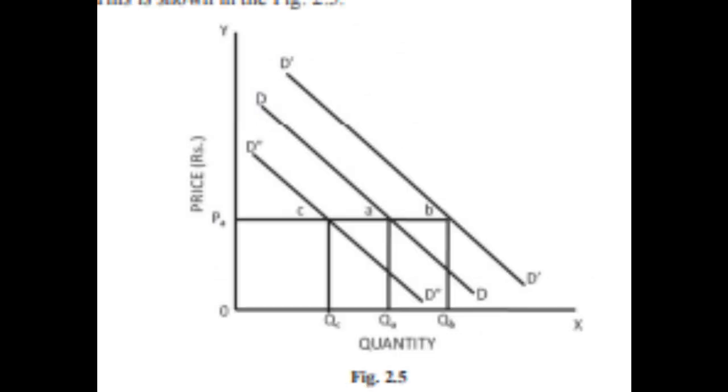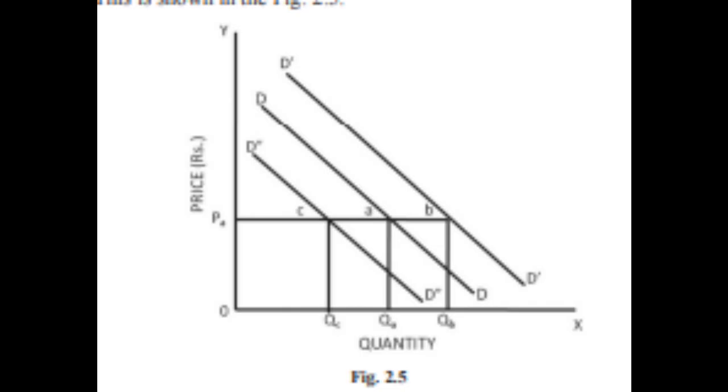Giffen good. A case where negative income effect outweighs substitution effect is possible when we have a Giffen good, named after Robert Giffen, who first talked of such a paradox. Here a fall in the price of a commodity does not lead to a rise in its demand; it may result in a fall in demand for this commodity.